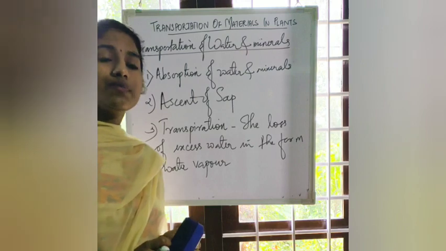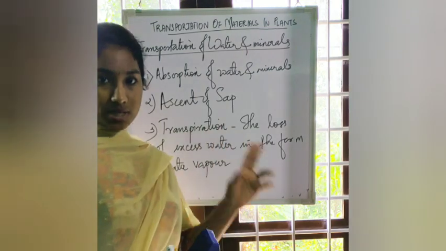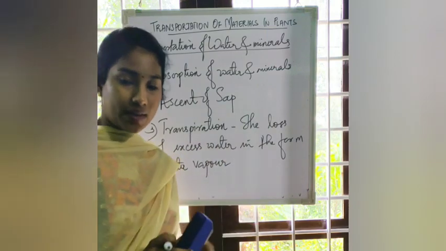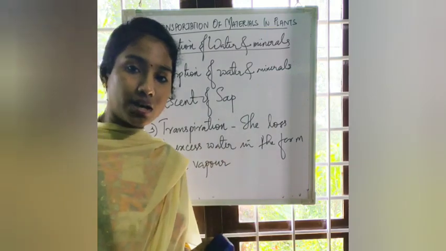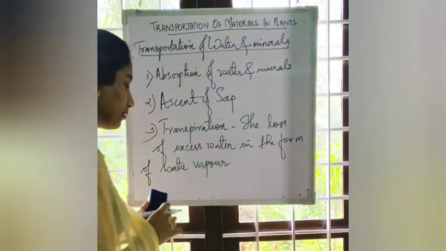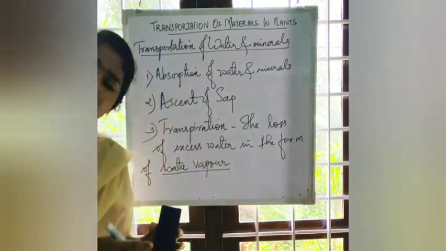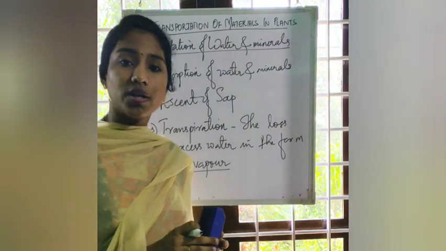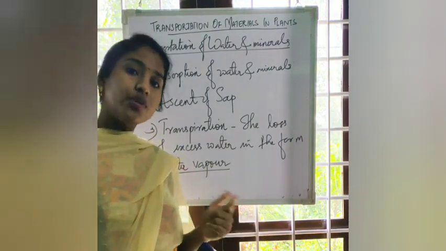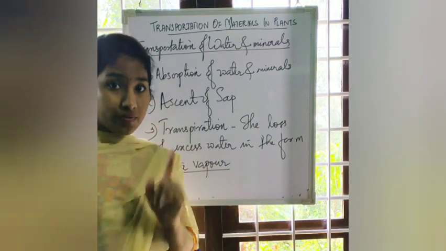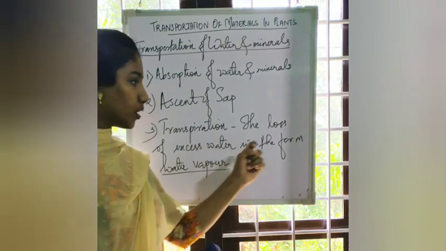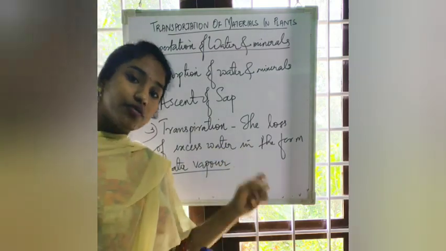So children, sometimes in the exam when they ask what is transpiration, some of you may write it as a loss of water and just leave it there. That is an incomplete answer. You have to always write the loss of water in the form of water vapor. This part is very important because there are other forms of loss of water in plants which are not transpiration. It is called guttation, about which you will learn in higher classes. So always remember that transpiration is a loss of excess water in the form of water vapor.